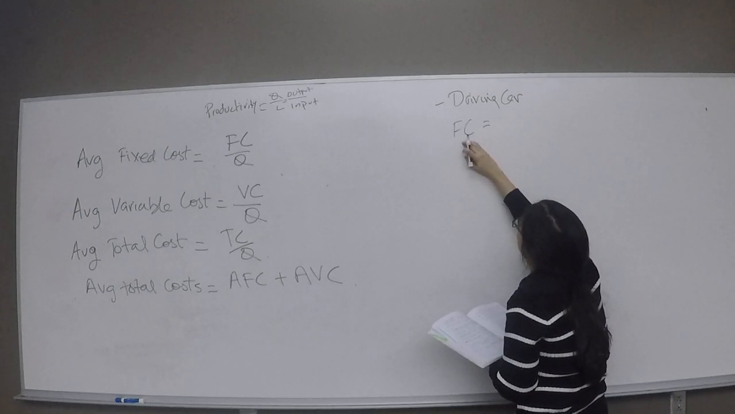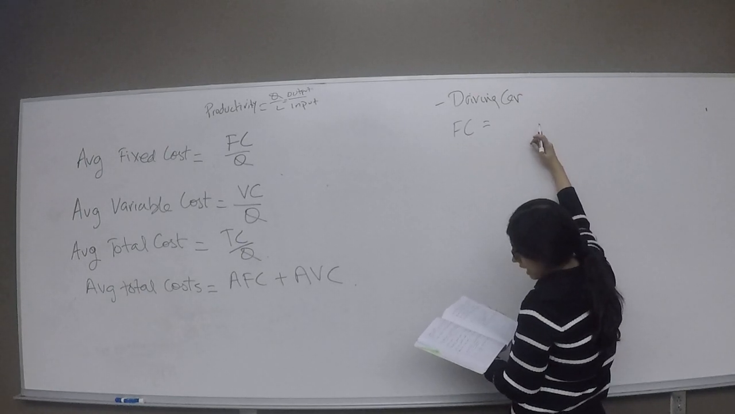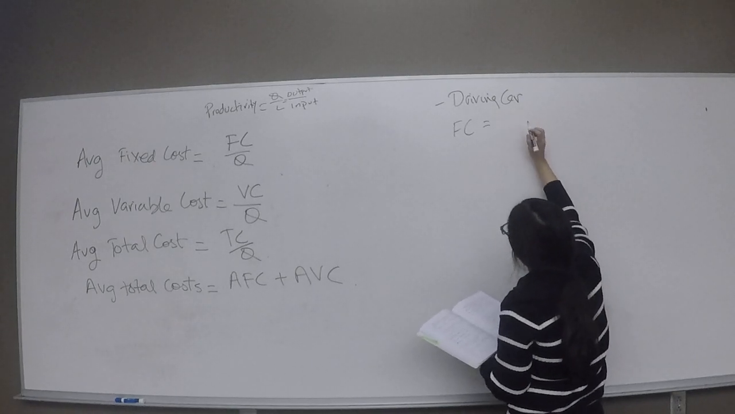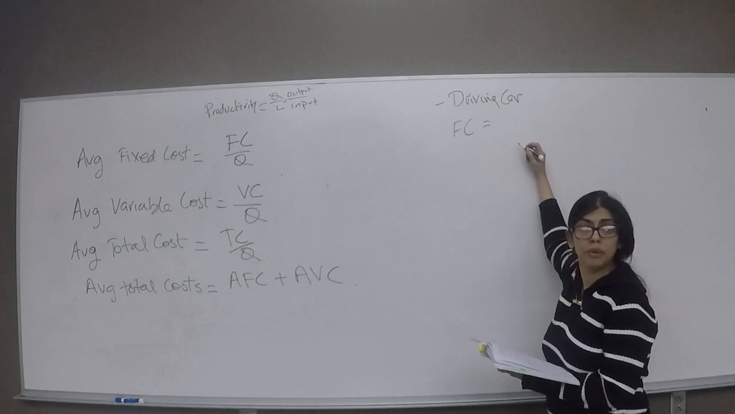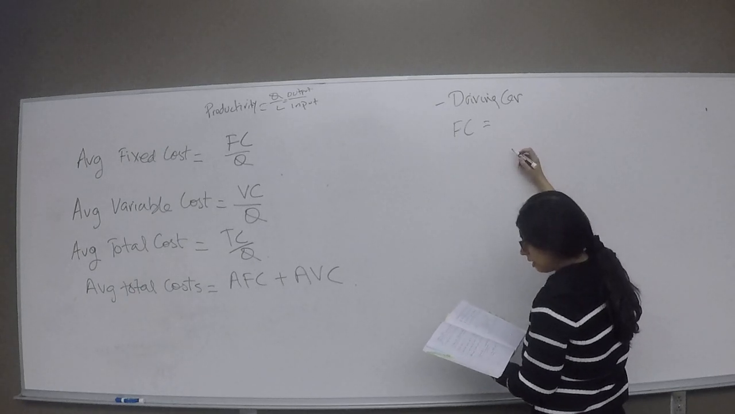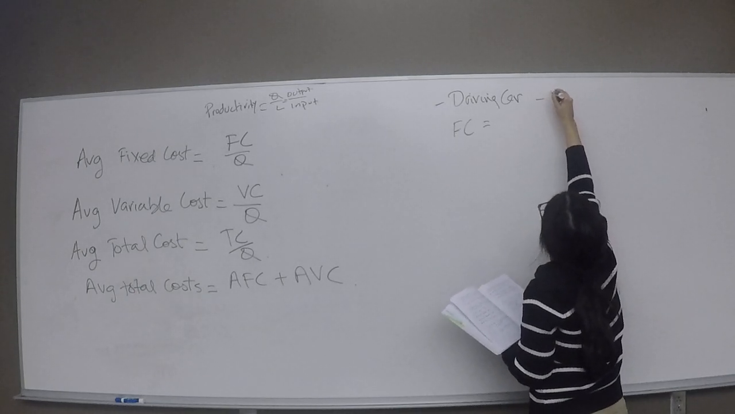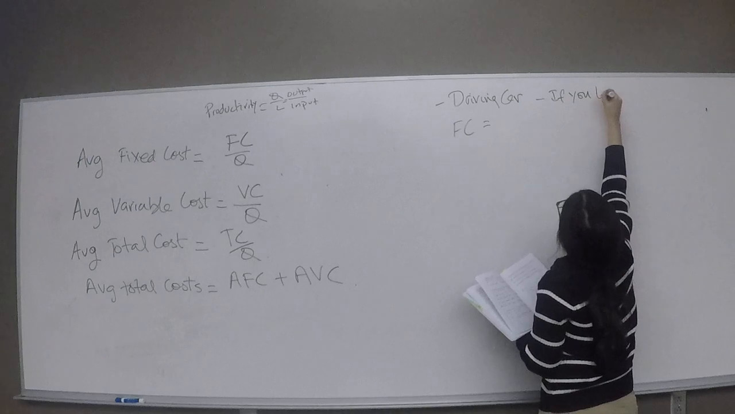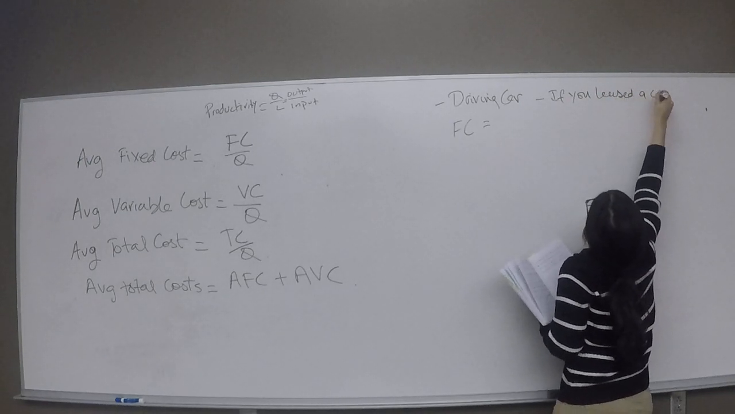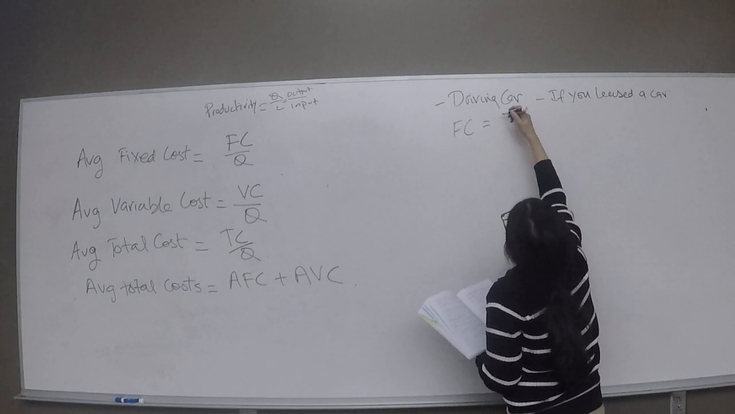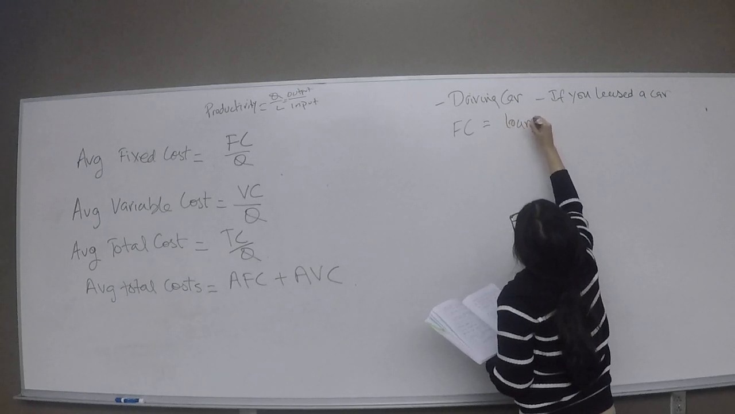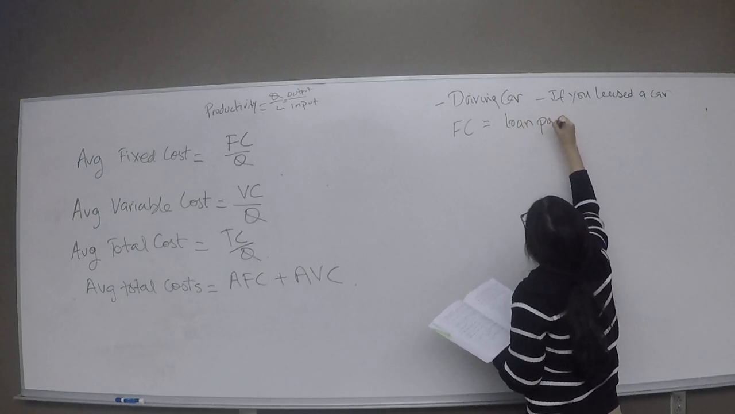Fixed cost is, if you bought the car on loan or on payments, the loan payments. So if you leased a car, the fixed cost of your car is the loan payments you make on it.